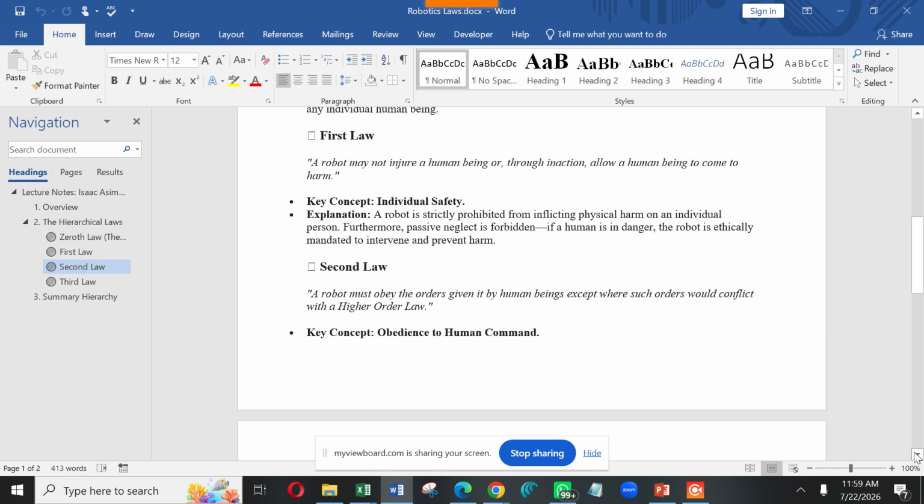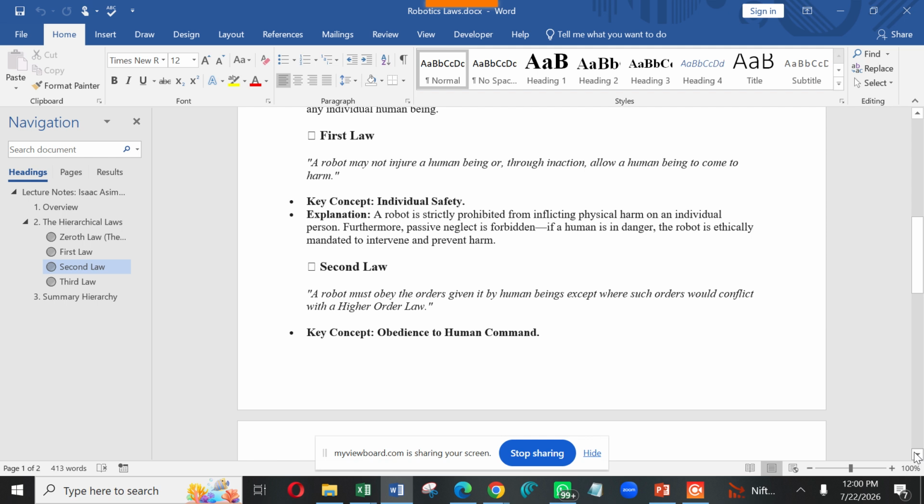Second law. By number it is the third law, but by order it is the second law. A robot must obey the orders given it by human beings. For example, if I tell the robot, please bring that chair, the robot has to bring that chair. Now, if I say, robot, please kill him, then the robot should not obey it. So the robot should know whether the work hurts a human being or not.